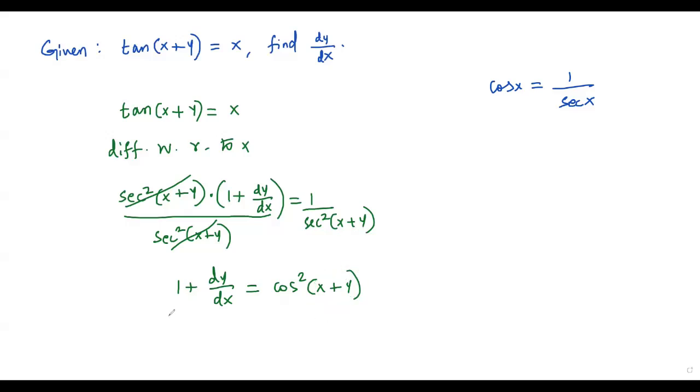Okay, so to solve for dy over dx, I have to get rid of this 1 over here. So for that, I have to subtract 1 from both sides. When I do so, this positive and negative 1 will cancel out. I'm getting dy over dx equals cosine square of (x + y) minus 1.